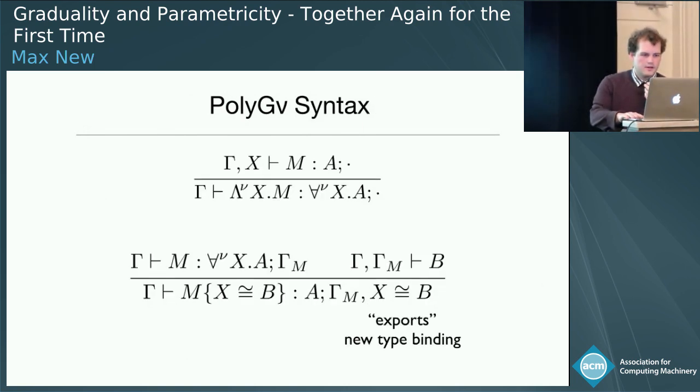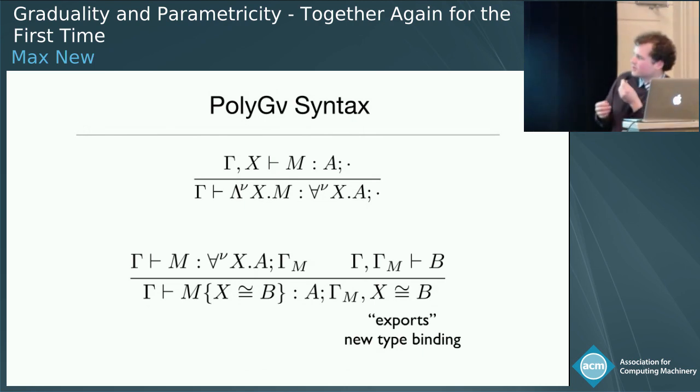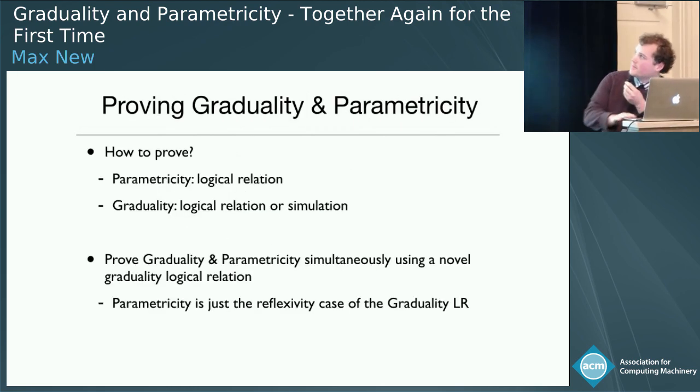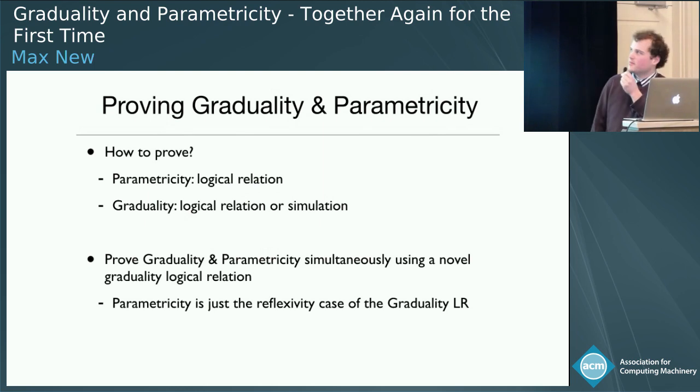Okay, and then we have to adapt that by including an extra context in the output, and then the type application sort of exports it out, and the operational semantics is pretty similar. Okay, and then how do we actually prove graduality and parametricity? Well, in the past, both of them have been proved by logical relations techniques.